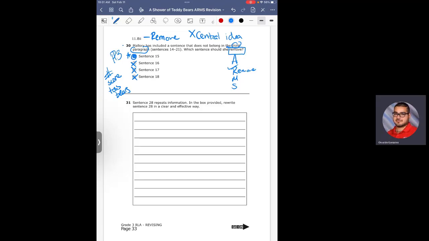Now, we can explain why we have to remove sentence 15. We had to remove sentence 15 because it was not related to the central idea.